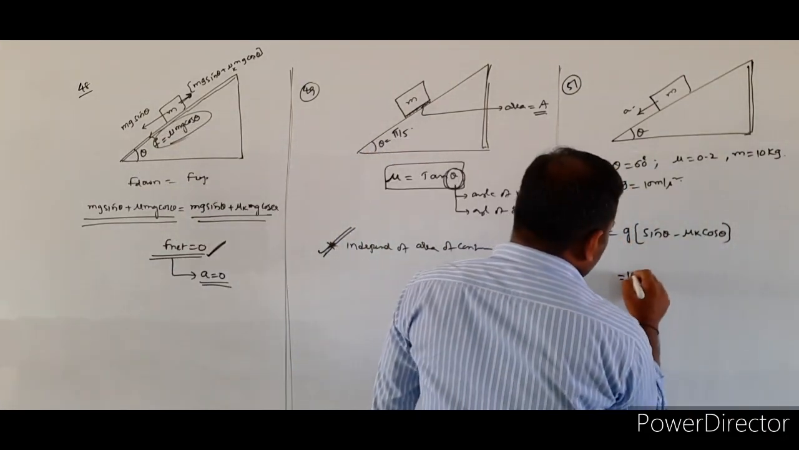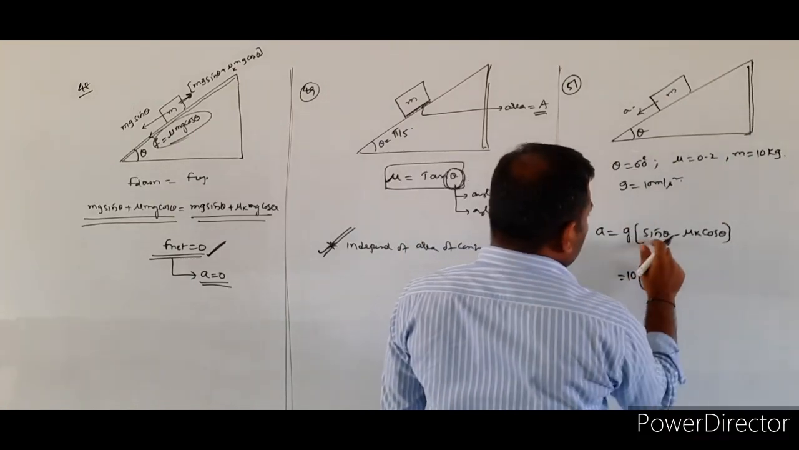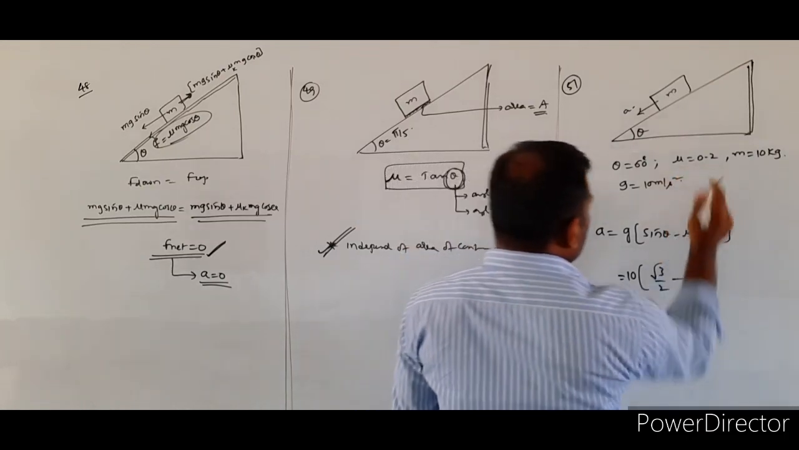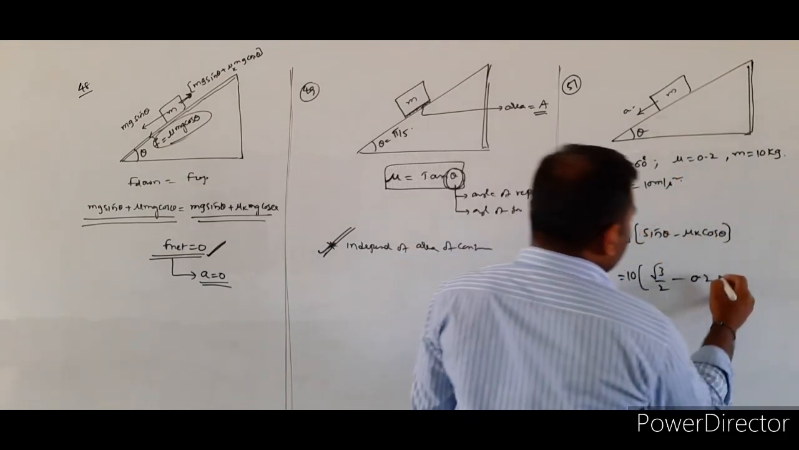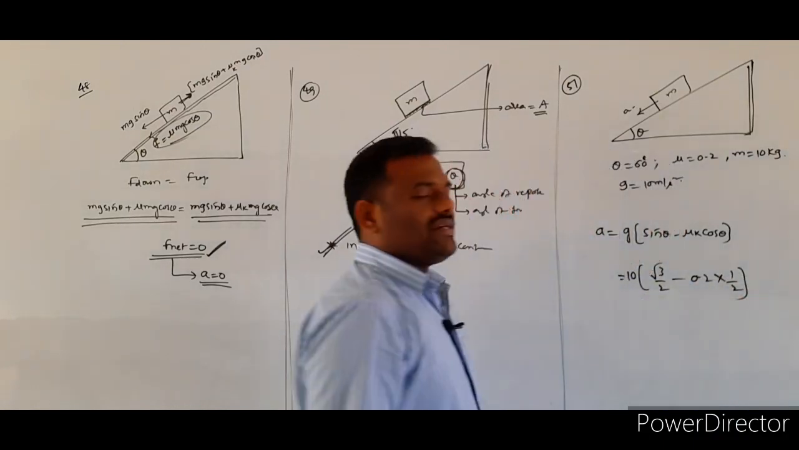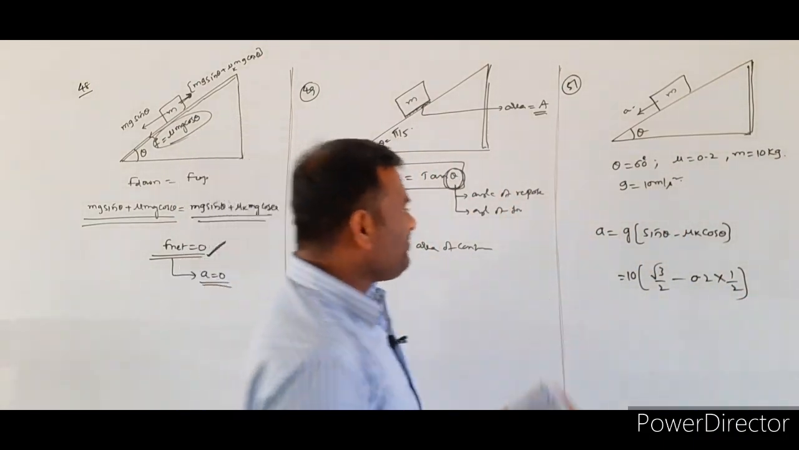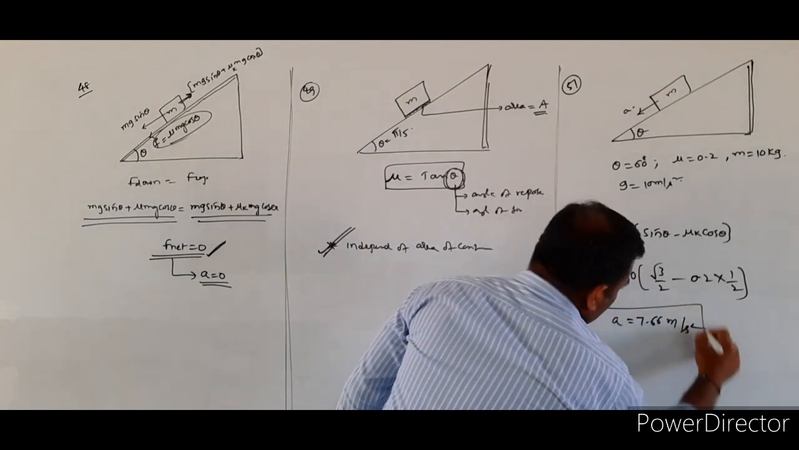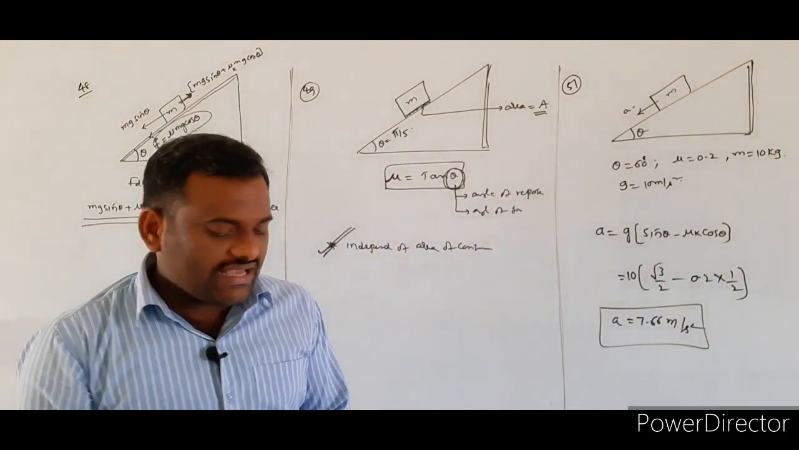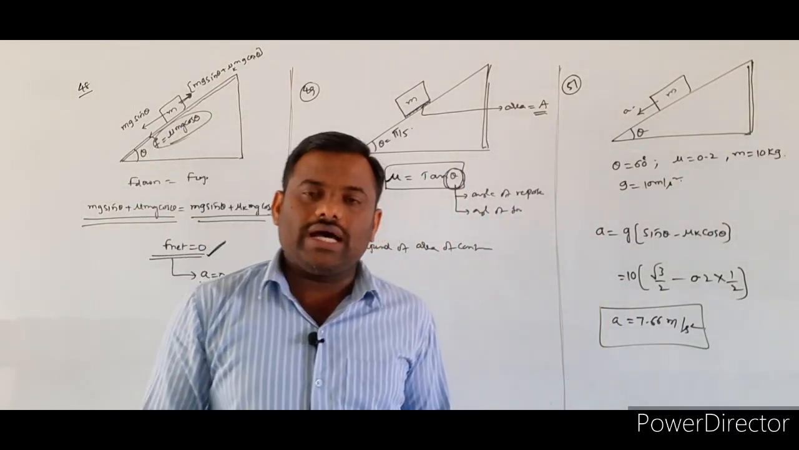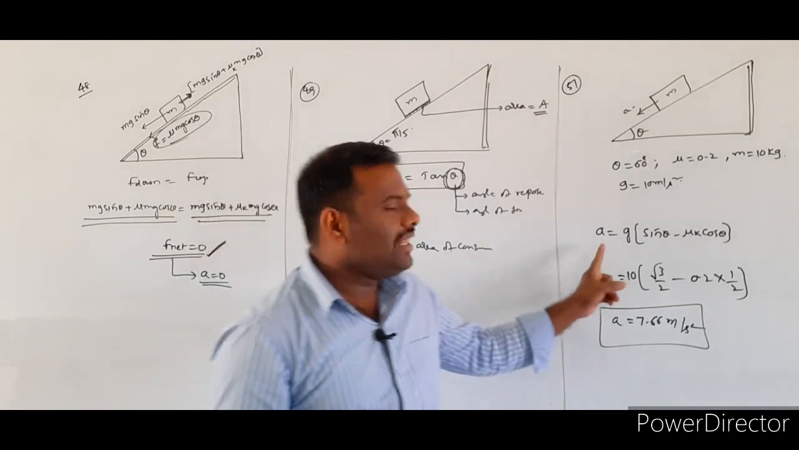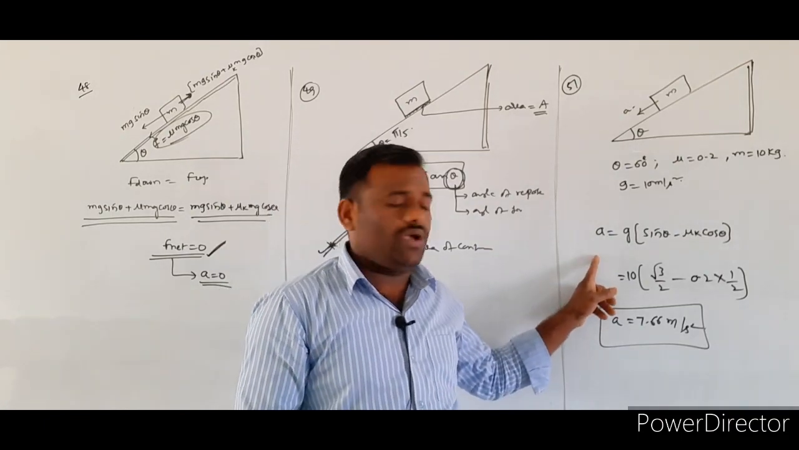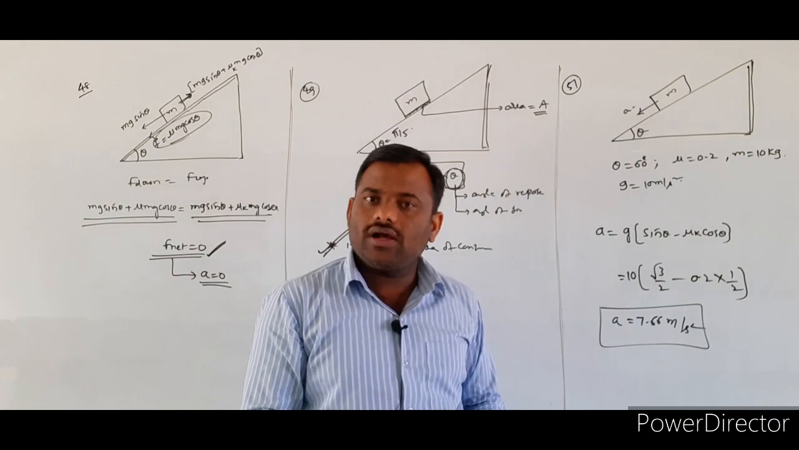All the values are given. G value is equal to 10. Theta value is equal to 60. Sin 60 is equal to root 3 by 2. Mu value is equal to 0.2 and cos 60 is equal to 1 by 2. If you simplify, you will get acceleration A is equal to 7.66 meter per second square. Direct formula: while the body will be sliding down the inclined plane, acceleration A is equal to g sin theta minus mu k cos theta.